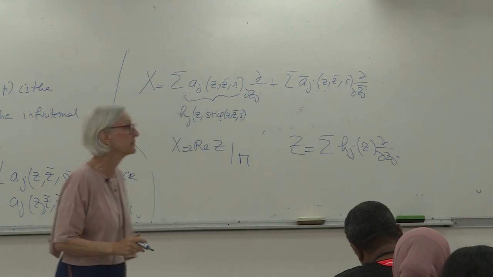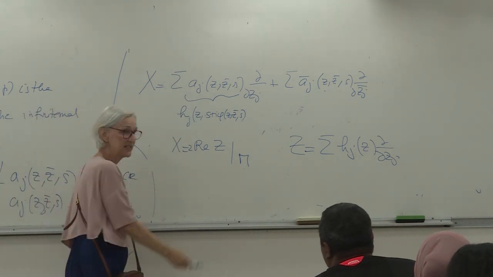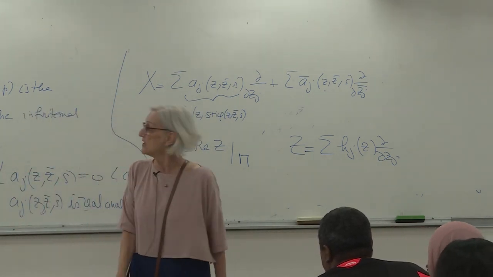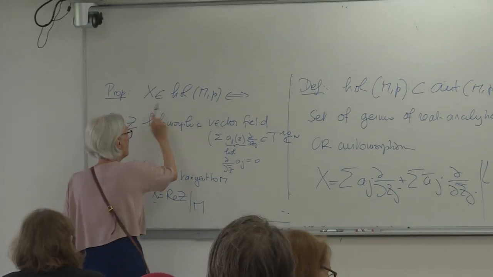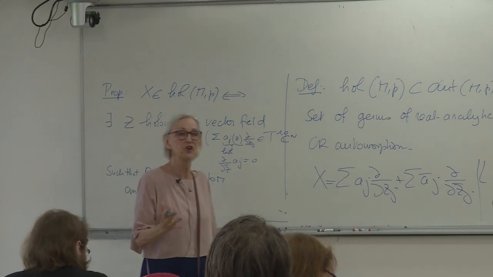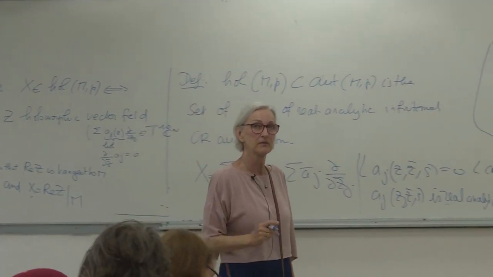Okay? And by this characterization, this is done. So you have a nice characterization of Holm M P. It's just the real part of a holomorphic function. Okay?